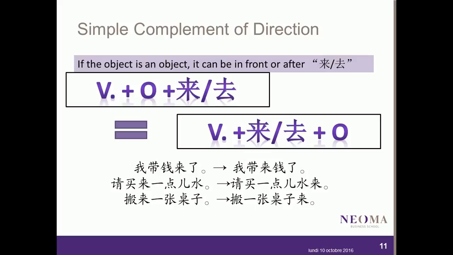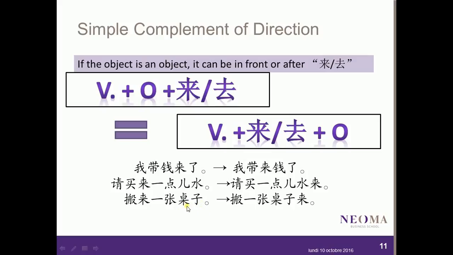So you may ask, if there's a thing and also a location, which one can you use? In that case, you can only put the location after 来. For example, the second one, 请买一点水来 where? 来教室, okay? 买一点水来教室, put it at the end. 搬一张桌子来办公室, the office. You cannot say 搬来一张桌子办公室 because there's nothing to link 桌子 and 办公室.